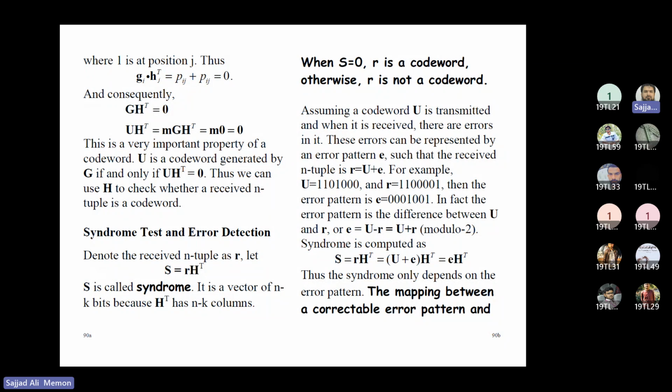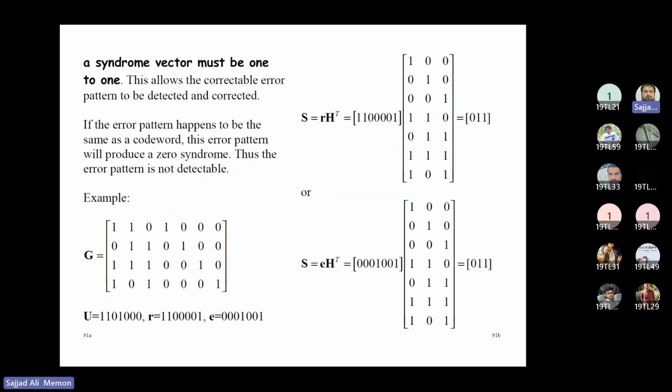Syndrome is computed as R H^T. If R is in error, then it will be (U plus E) H^T. And U multiplied with the transpose of the parity check matrix is 0, so the remaining thing we will have is E H^T. Thus, the syndrome only depends on the error pattern. The mapping between a correctable error pattern and a syndrome vector must be 1 to 1. This allows the correctable error patterns to be detected and corrected. If the error pattern happens to be the same as a code word, this error pattern will produce a 0 syndrome. Thus, the error pattern is not detectable.